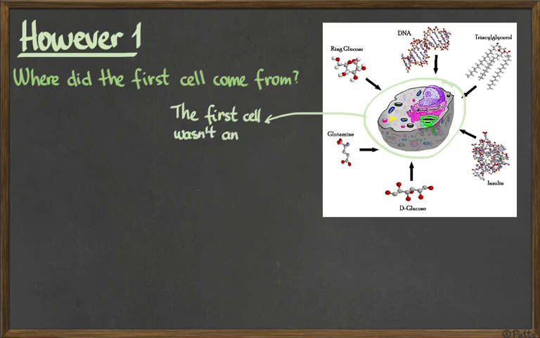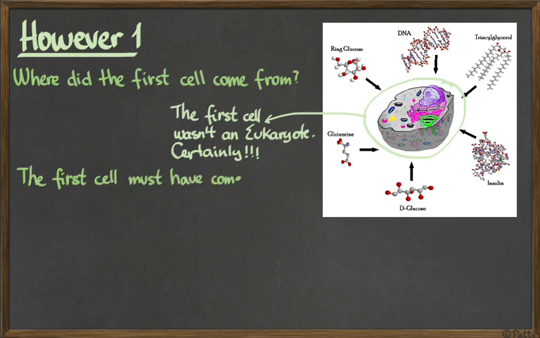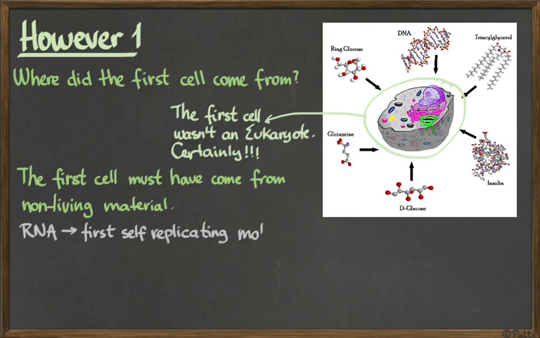So the first cells were definitely not eukaryotes. Eukaryotes are very complex. They have a nucleus, mitochondria, the endoplasmic reticulum, Golgi, all that stuff. So they are very, very, very complex. So certainly it wasn't a eukaryote. The first cell probably came from non-living material. We have an idea nowadays that RNA was probably the first self-replicating molecule. Of course, we cannot go back in time to see how it was back then, but RNA is a very good candidate for a self-replicating molecule to do the role that DNA does today. We'll discuss this more when we discuss the biochemistry of nucleic acids.